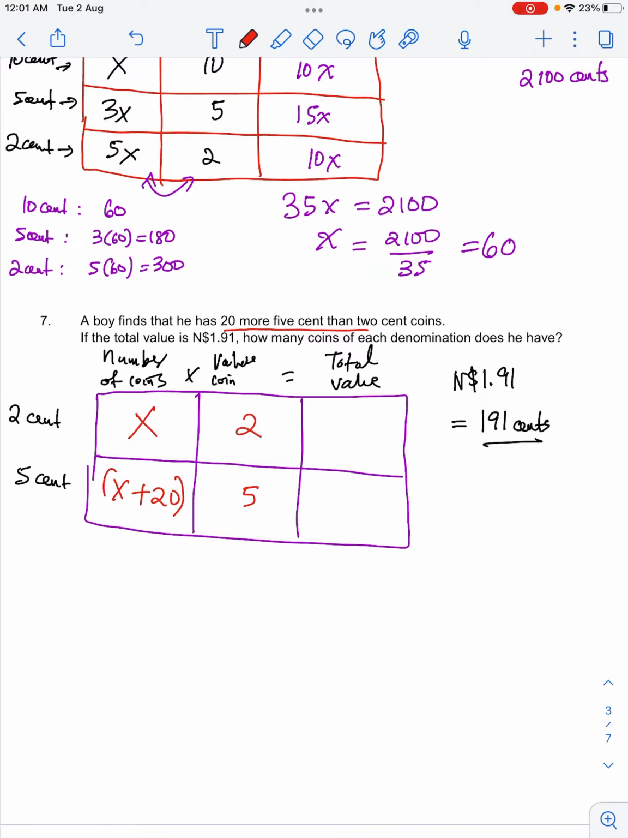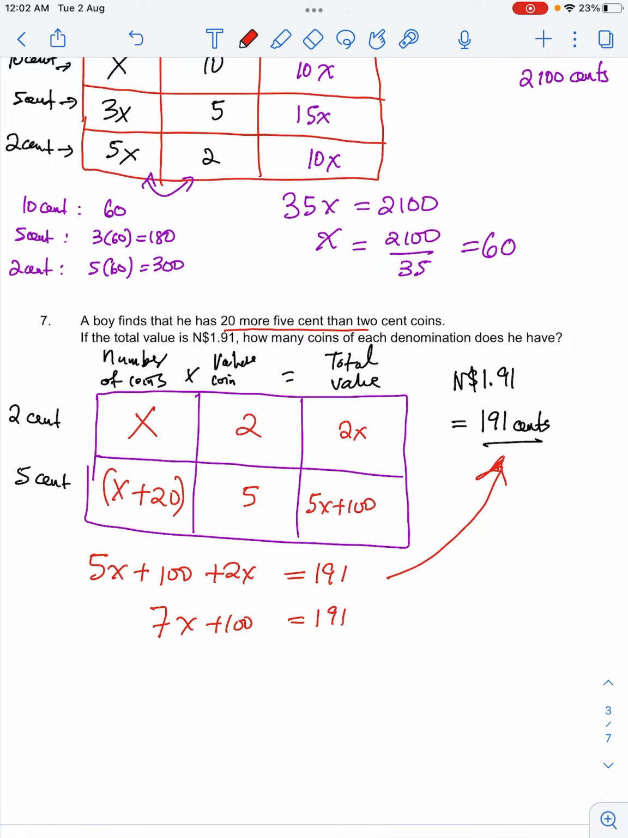Okay, you can actually go ahead and put in brackets because you must multiply these two columns in order to find the total value. So the total value here would be 2x, and here, well, if you multiply out, it's 5x plus 100. Okay, so you just have to create an equation. 5x plus 100 plus 2x is equal to 191. So that is 7x plus 100 equals 191.